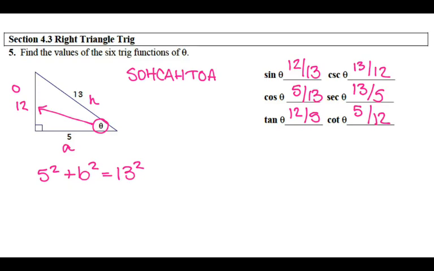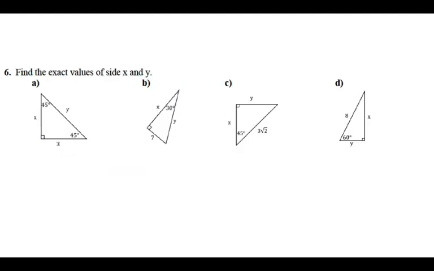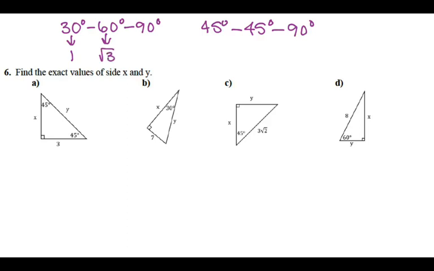All right. Next up, special right triangles. So for special right triangles, you do need to memorize how your angles relate to your sides. So there's 2 special right triangles. We have 30, 60, 90, and we also have 45, 45, and 90. Now across from the 30 degrees is 1, across from 60 degrees is root 3, and across from 90 degrees is 2. You just got to memorize that. Across from 45 is 1, across from 45 is 1, across from 90 is root 2.